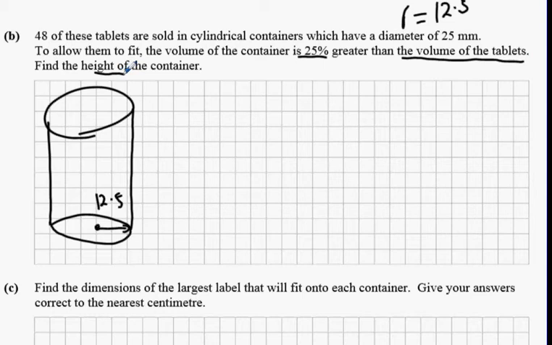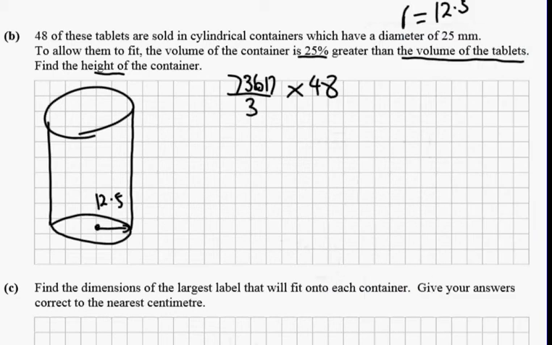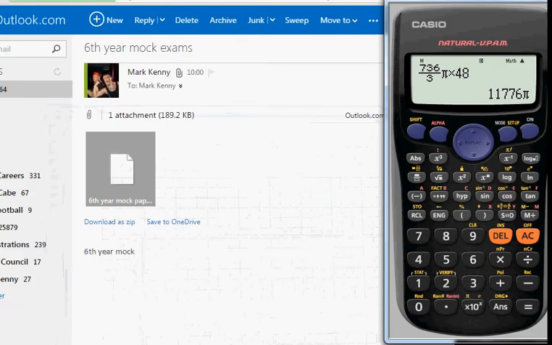Well, each tablet, we did earlier, each pill is worth 736 over 3 pi. Multiply that by 48. So 736 over 3 pi, multiply all that by 48. 48 tablets. 11776 pi.